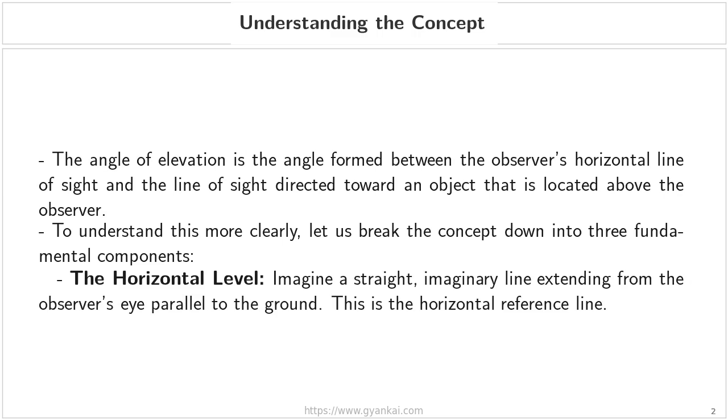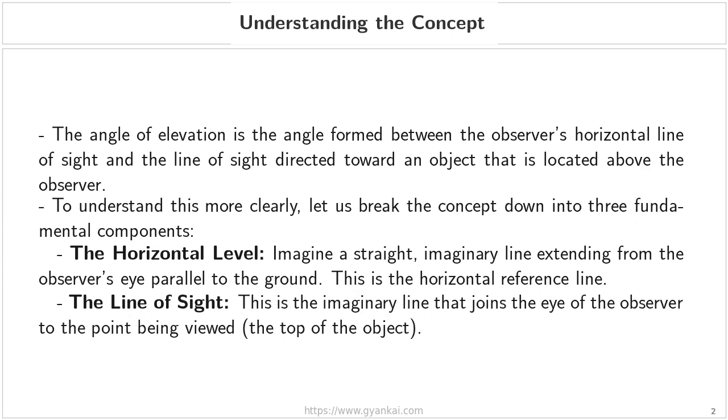First, we have the horizontal level. I want you to imagine a straight, imaginary line extending directly from the observer's eye, running perfectly parallel to the ground. This serves as our flat, horizontal reference line. Second, there is the line of sight. This is the imaginary path or line that connects the observer's eye directly to the specific point being viewed, such as the very top of a building or a tower.